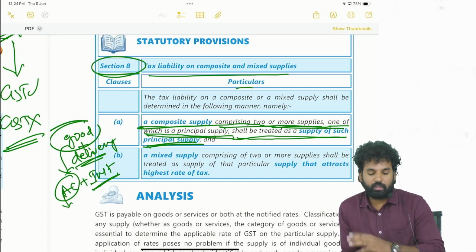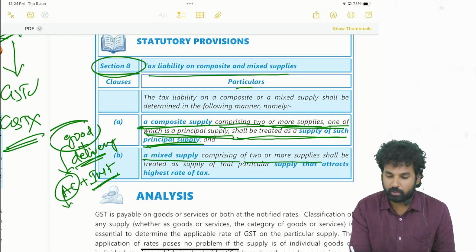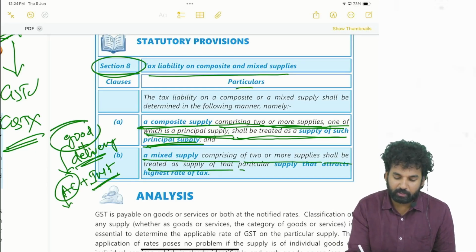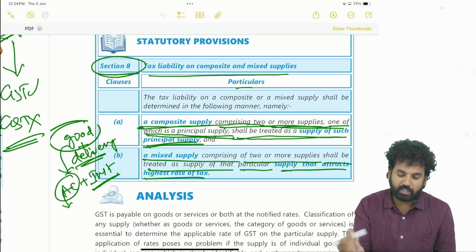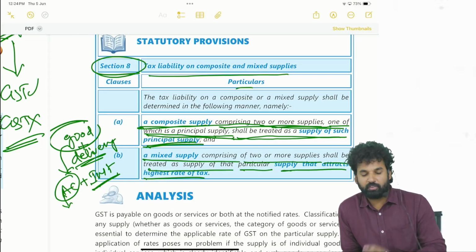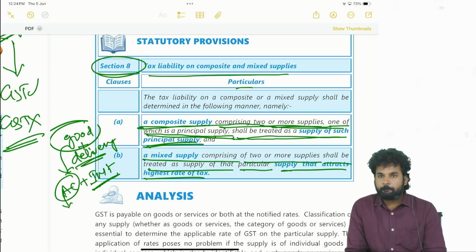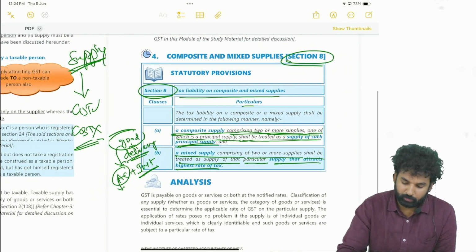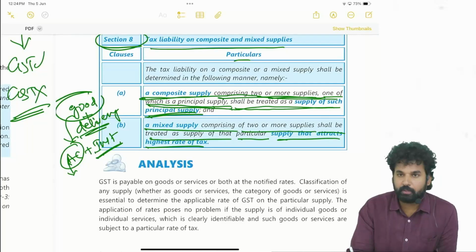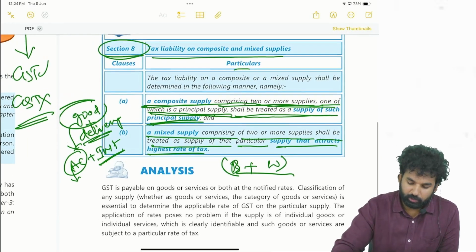Okay, that we will discuss a little later after mixed supply. A mixed supply comprising two or more supplies shall be treated as supply of that particular supply that attracts the highest rate of tax. So only for the sake of taking the rate, it is given here. For composite supply, it is the principal supply rate, the main supply rate. For mixed supply, it is the highest rate. Okay, right. So mixed supply, what is the example? Belt plus wallet.